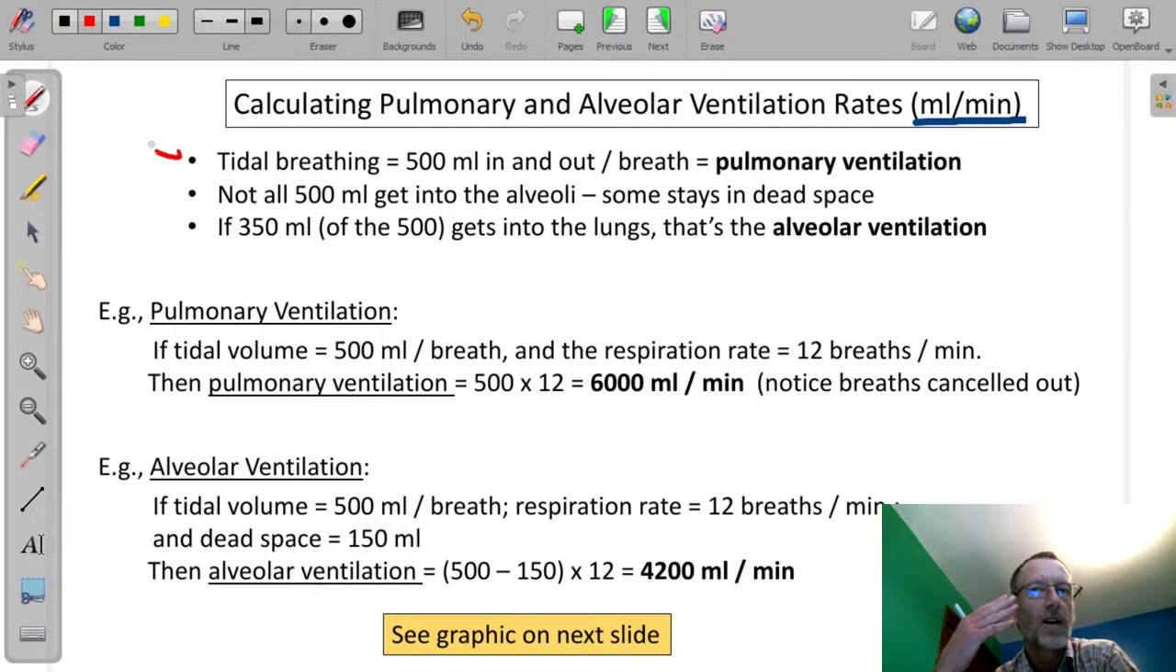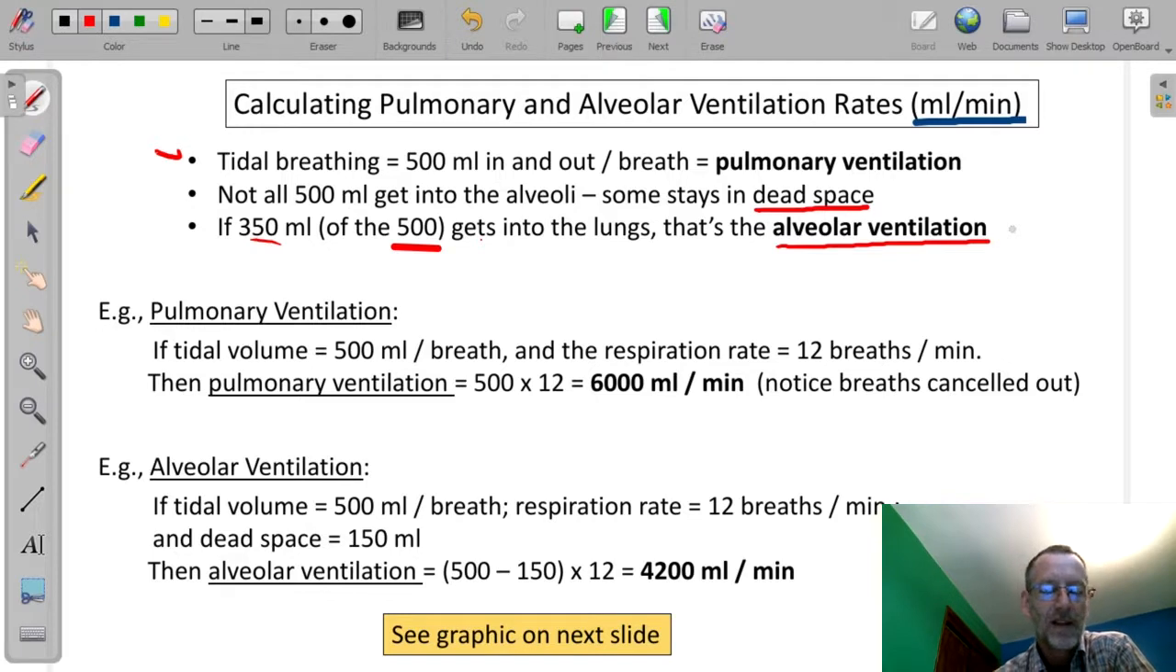Now that 500 mils, not all of that 500 mils gets into the alveoli, some of it stays in the trachea. So that's referred to as the dead space, the non-respiratory spaces. So if 350 mils of that 500 actually gets into the lungs to the alveoli, that is then the alveolar ventilation.